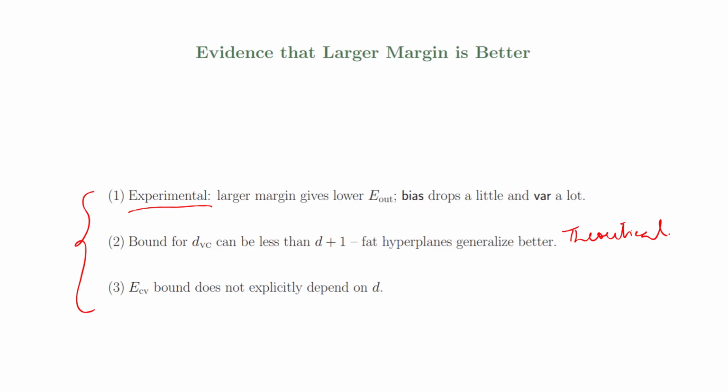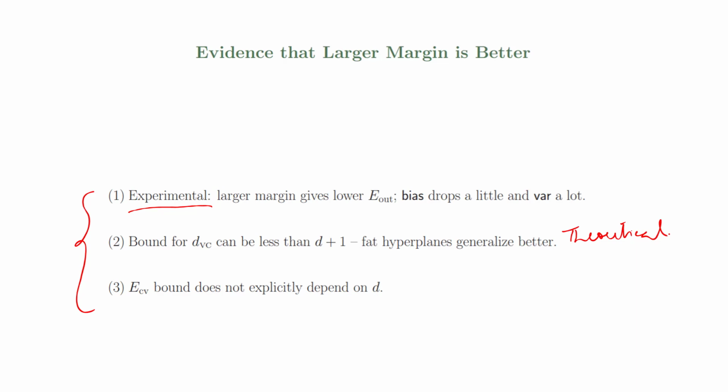The second one is a theoretical basis for finding whether the fattest one is the best. Here, fat separators can have a smaller VC dimension than thin separators. If we are able to establish that, then we know that we'll have a good link from E in to E out, and based on that, we'll establish whether wider separators or larger margins are better than the thin margins.